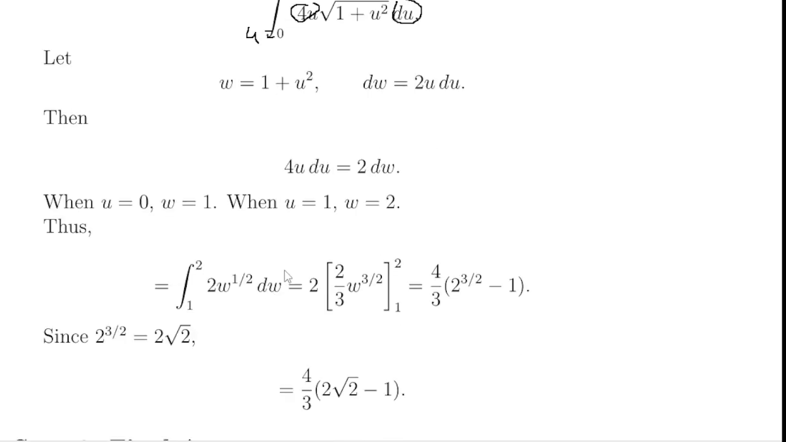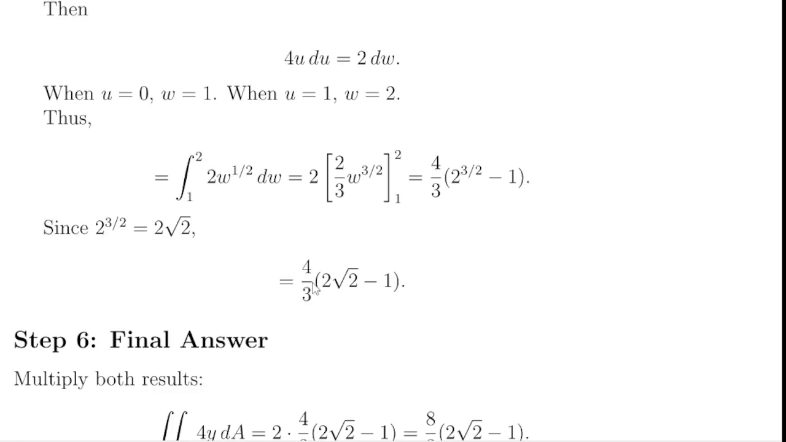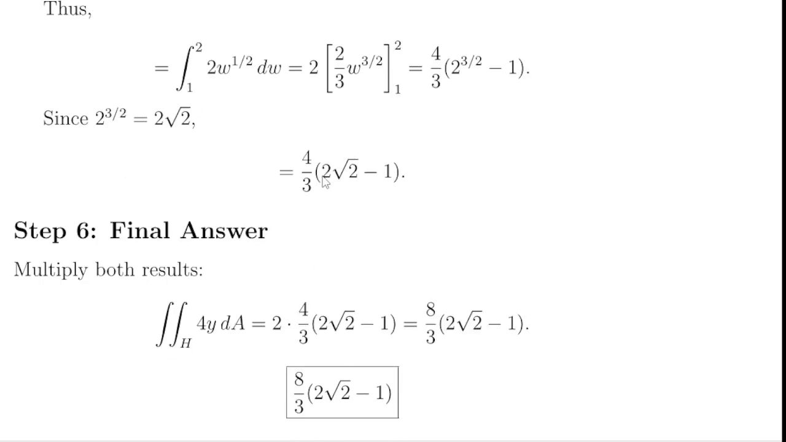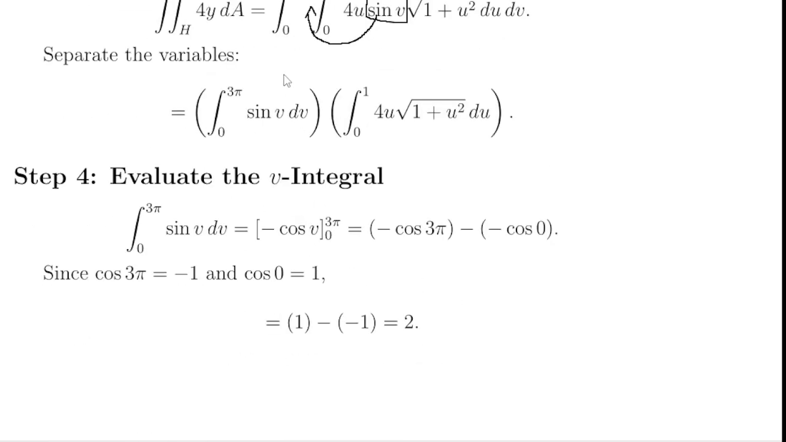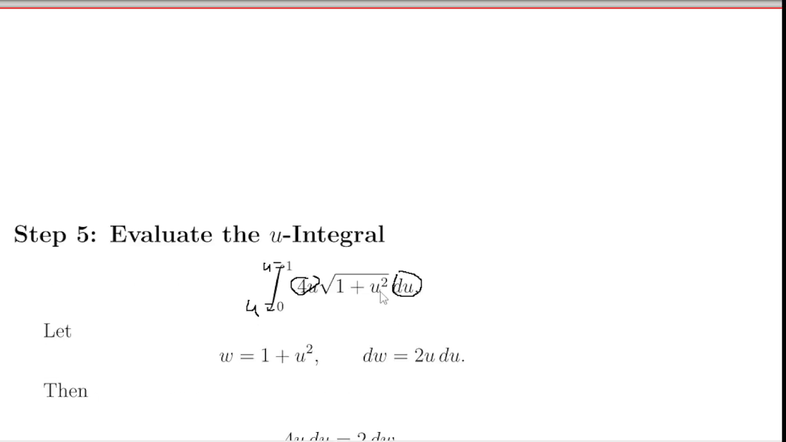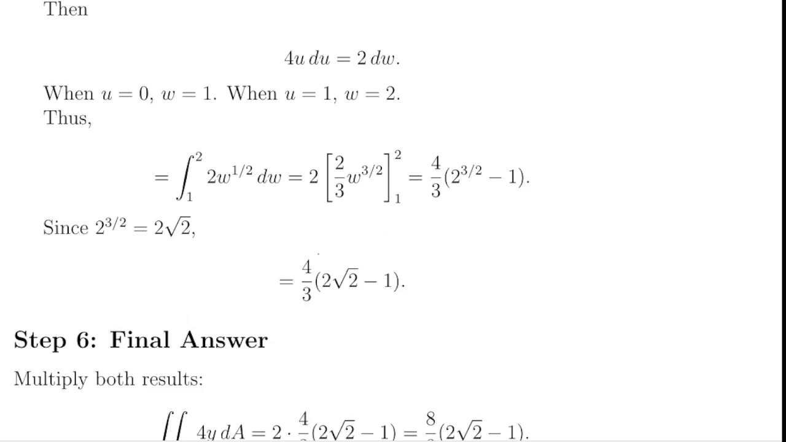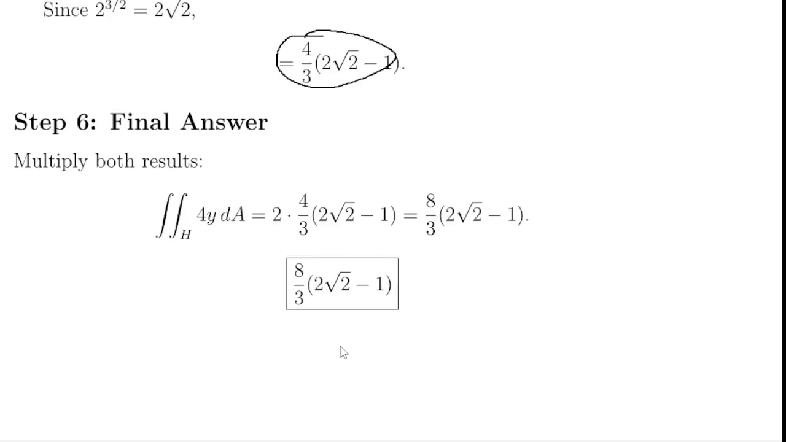So our integral turns into the integral from 1 to 2 of 2 square root w dw. And evaluating it, we get 4/3 times the quantity 2 root 2 minus 1. But recall we also had to multiply it by the first integral, which we said is 2. So we take the result from the second integral and multiply by 2 to get 8/3 times the quantity 2 root 2 minus 1 as our final answer.